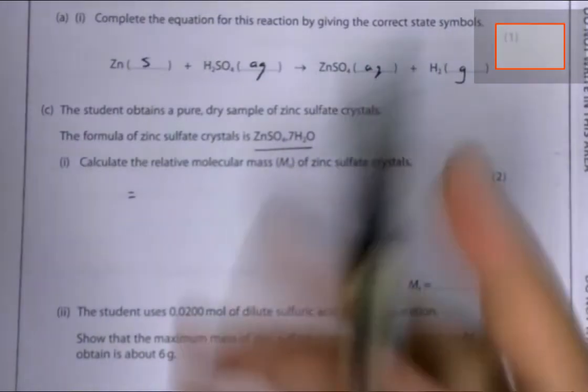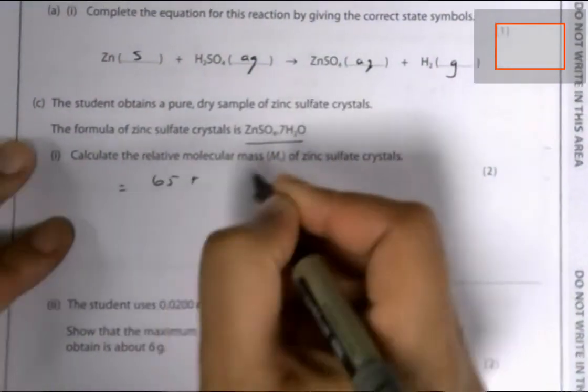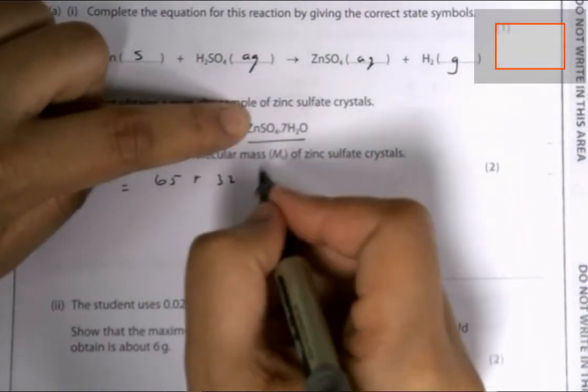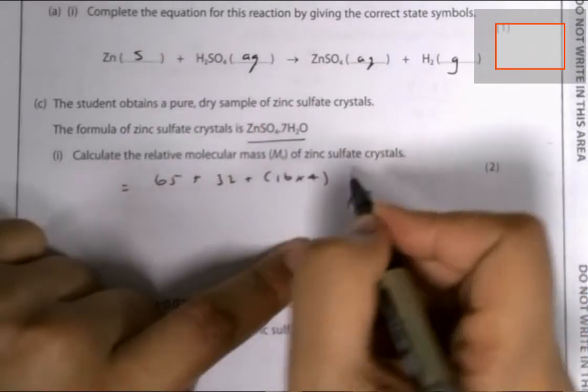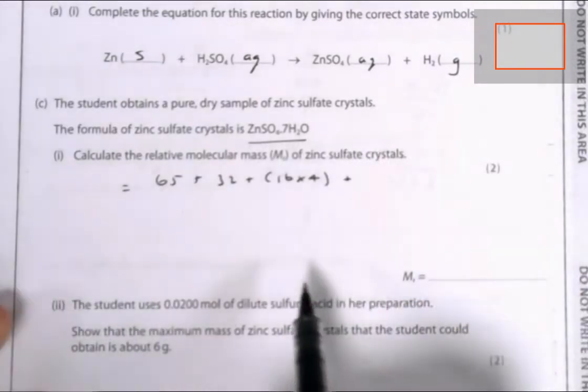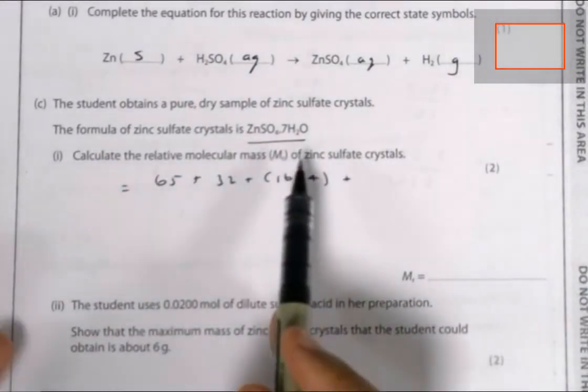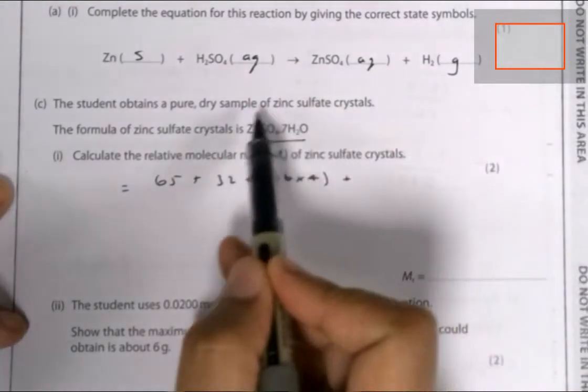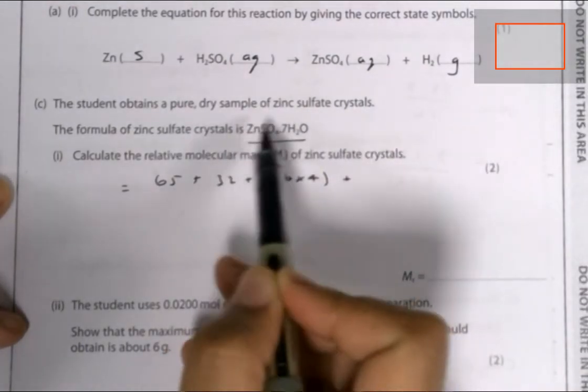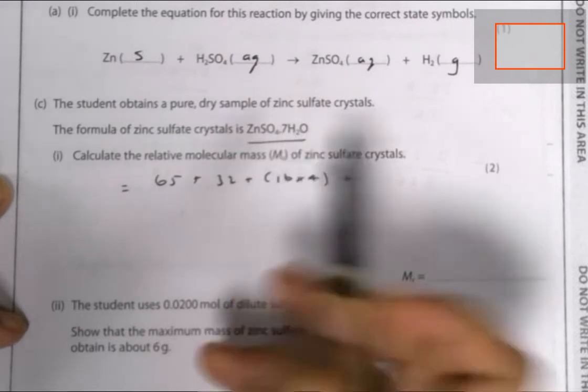I've got one of those. Plus I've got a sulfur, which is 32. And I've got 4 oxygen, 16 times 4. Now what's interesting is this little dot. That dot means water of crystallization. So that means that for every 1 zinc sulfate crystal, we've got 7 water molecules attached.